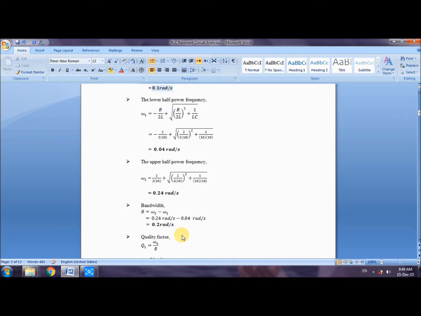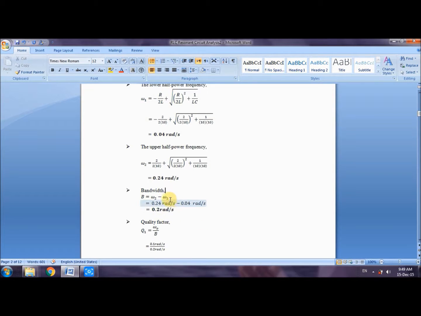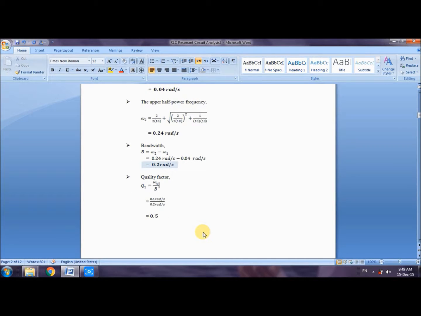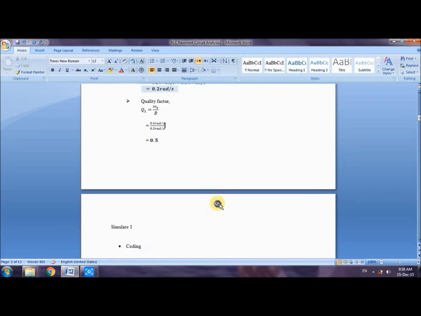As for the bandwidth, the formula is B equals omega 2 minus omega 1. The omega 2 and omega 1 we can obtain from the previous calculation, this one and this one, which then gives the answer 0.2 radian per second. For the quality factor, the formula is Q equals omega naught over bandwidth, which gives 0.5. So now let's take a look at our simulation 1.